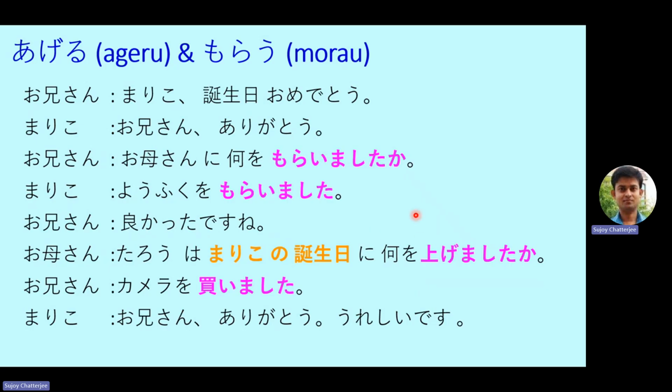So this is a conversation between three persons. One is the Onisan, that means elder brother, whose name is Taro. Then there is Mariko, and then there is Okasan, that is mother. So elder brother, Mariko, his sister, and their mother, Okasan, which means mother. So this conversation is between these three persons. So let's read it line by line and let's see how much you can understand.